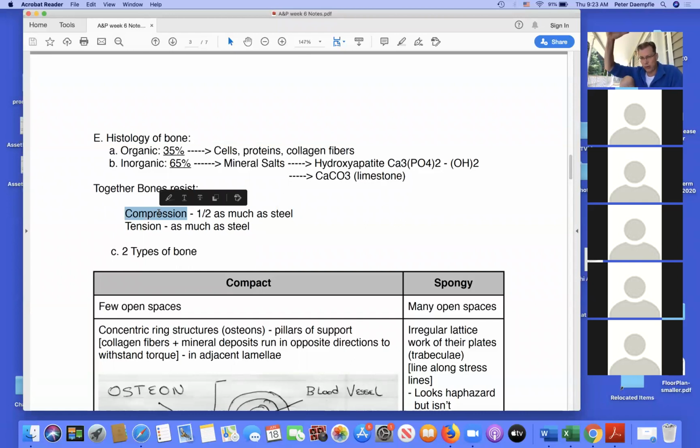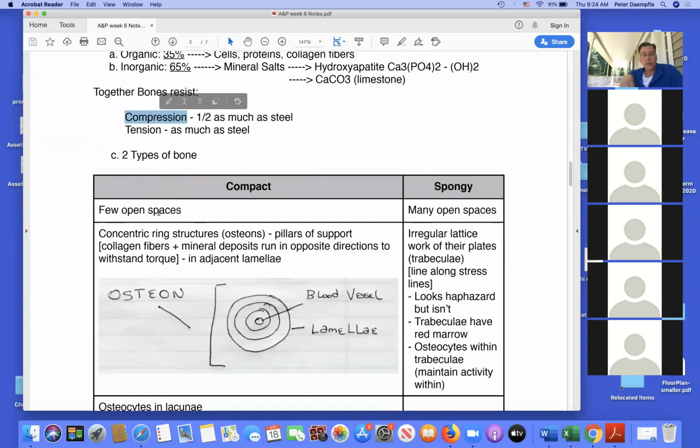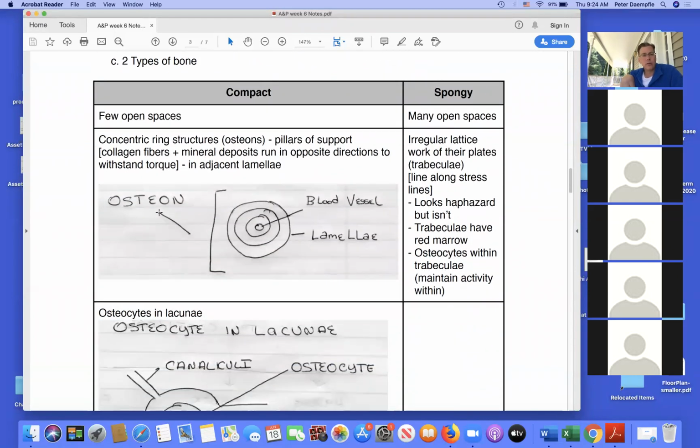So you never see a chubby person that will just buckle under the weight of their own body. It'll never happen because it's half as strong as steel. That's pretty strong. And in tension, it's as strong as steel. You cannot pull a bone apart very easily, right? And the tensile strength, in other words, the pulling strength of bone is enormous, even more than the compressive. Either way, they're both very strong. And one of the reasons for it is the compact bone.